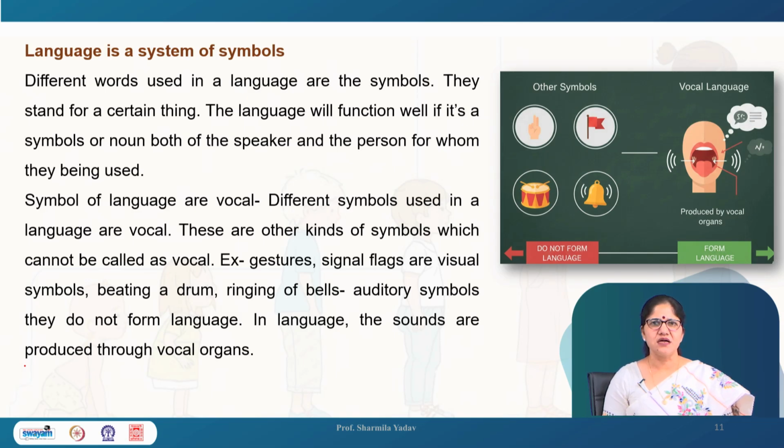There are other kinds of symbols which cannot be called vocal. For example, gestures and signal flags are visual symbols. Beating a drum and ringing of bells are auditory symbols; they do not form language. In language, the sounds are produced through vocal organs.